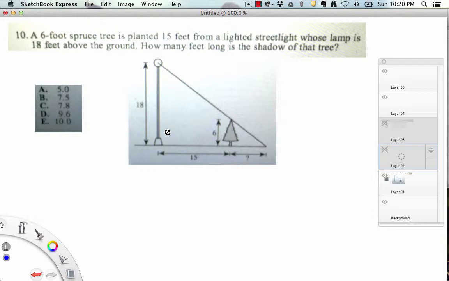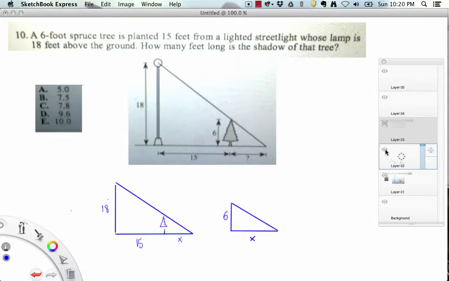Okay, so our first problem up here, and like usually, we want to start with trying to read it precisely. A 6-foot spruce tree is planted 15 feet away from a lighted street light. This is an odd situation, whose lamp is 18 feet above the ground. That's pretty tall for a street light. How many feet long is the shadow of the tree? Okay. So we are trying to find this distance.